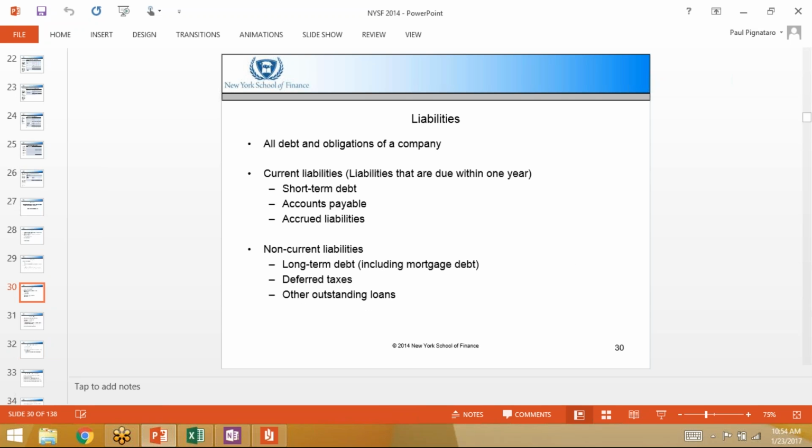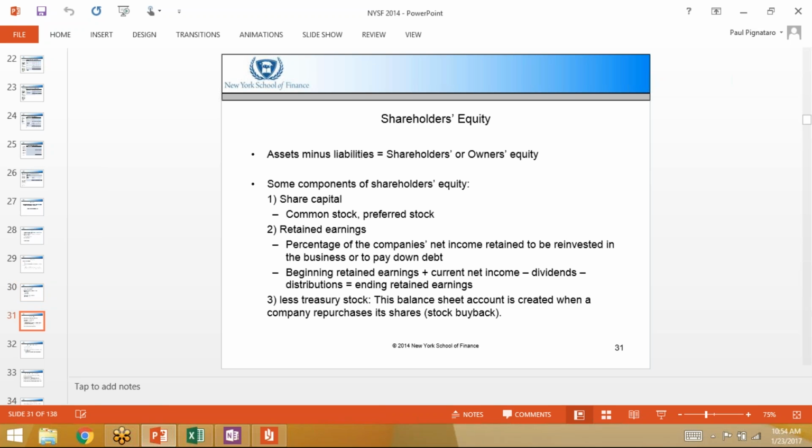Liabilities are some sort of debt or obligation on the company. Liabilities are also broken up into current and non-current liabilities. Examples of current liabilities are short-term debt, accounts payable, accrued liabilities. Non-current are long-term debt, deferred taxes, and any other outstanding loans like a capital lease. Okay. Liabilities, and shareholders' equity.